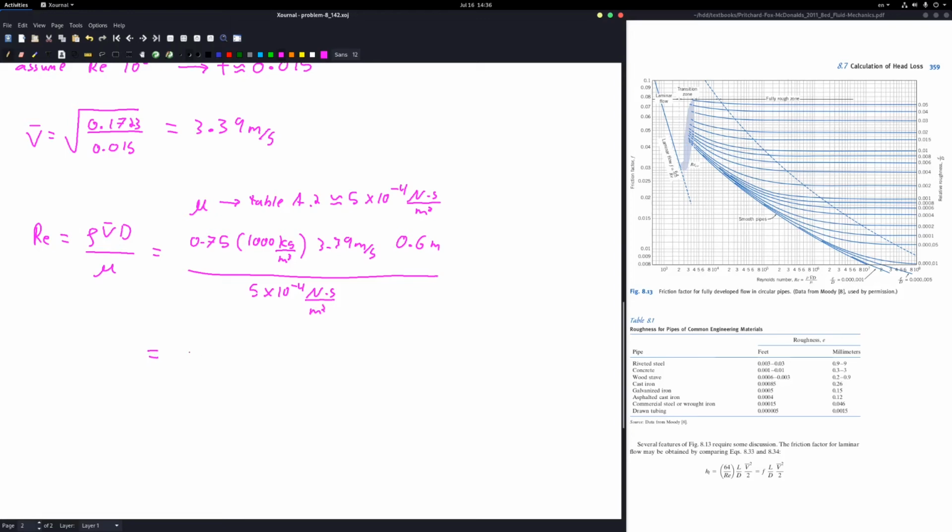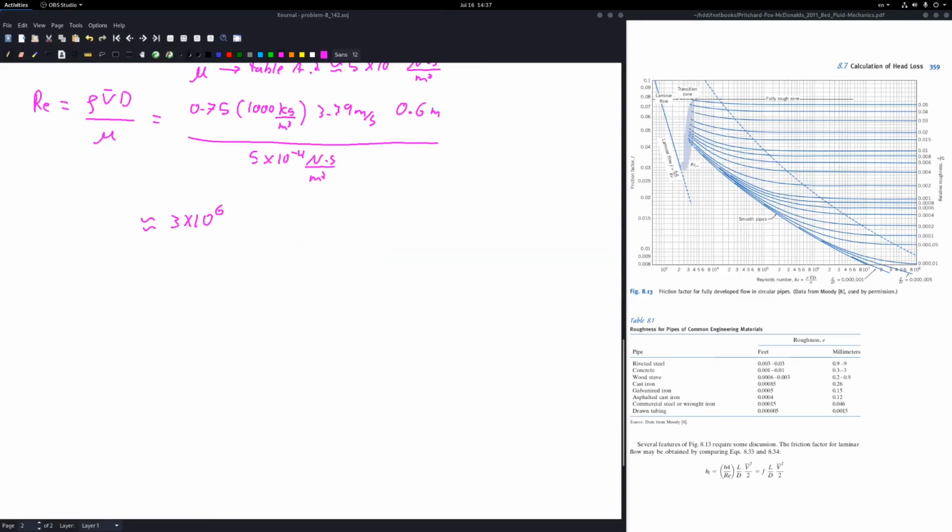Here we obtain a Reynolds number of 3 times 10 to the 6, which is a little bit off of our initial approximation. We can relook at the Moody diagram here and find a better friction coefficient, which is closer to 0.0114.